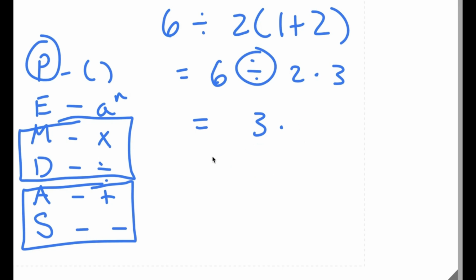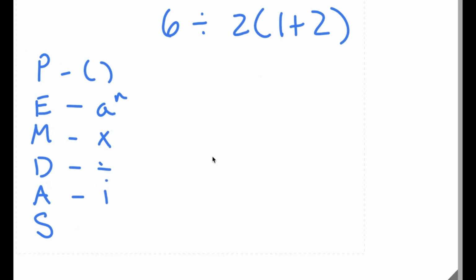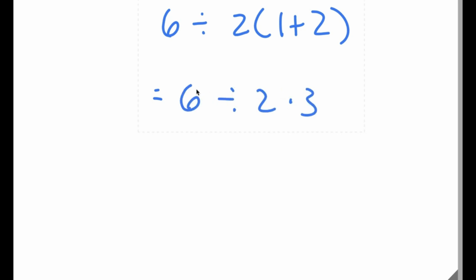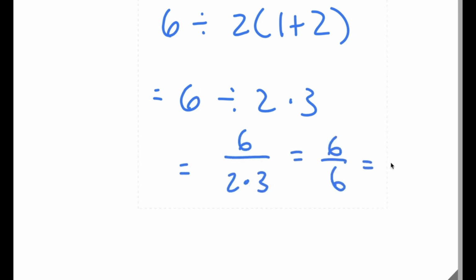Now, what people used to do to get the wrong answer, during the 1900s, is they would first start by adding 1 plus 2 in the parentheses, so this would be equal to 6 divided by 2 times 3. But now, instead of doing 6 divided by 2, they would do 6 over 2 times 3. And 2 times 3 is 6, so they get 6 over 6, which is equal to 1.